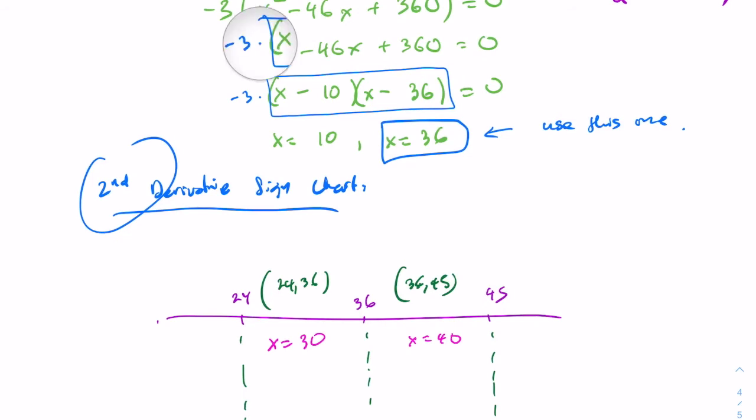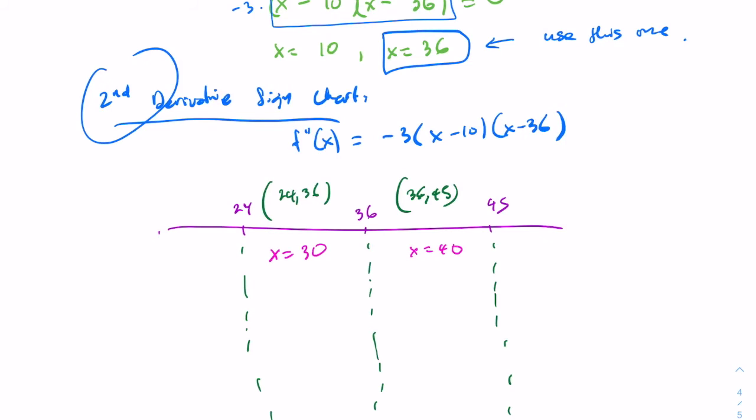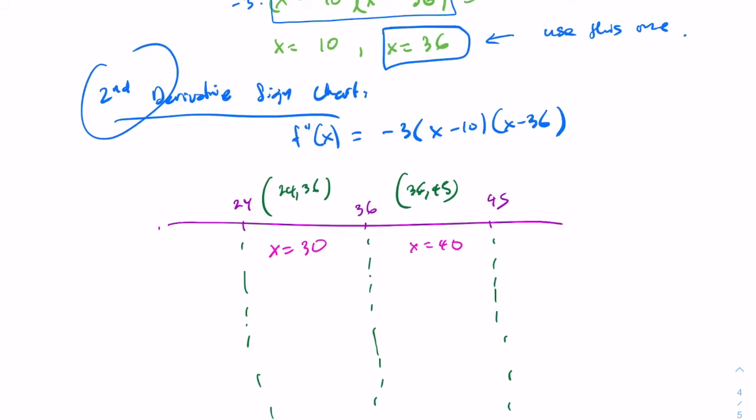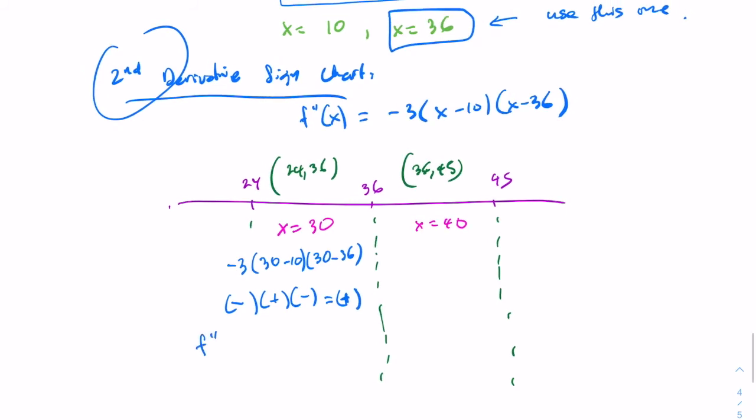So let's see here. We want to write f double prime of x is minus 3 times (x minus 10) times (x minus 36). So we're going to use that second derivative factor form there. So let's plug in 30 for that. Let me erase this here. So let's do minus 3 times (30 minus 10) times (30 minus 36). This is a negative times a positive times a negative, so this is a positive. So that means the sign for the second derivative for this value here, the second derivative is greater than 0.